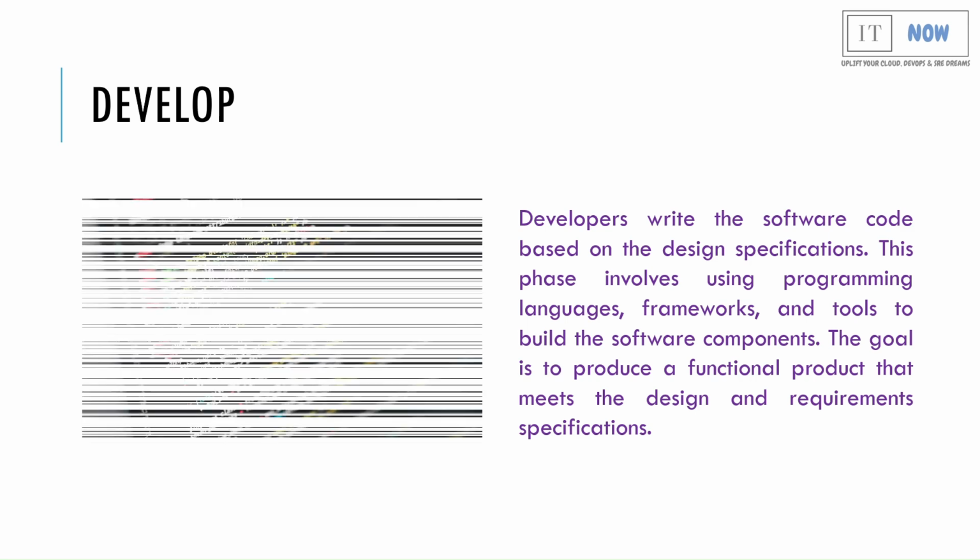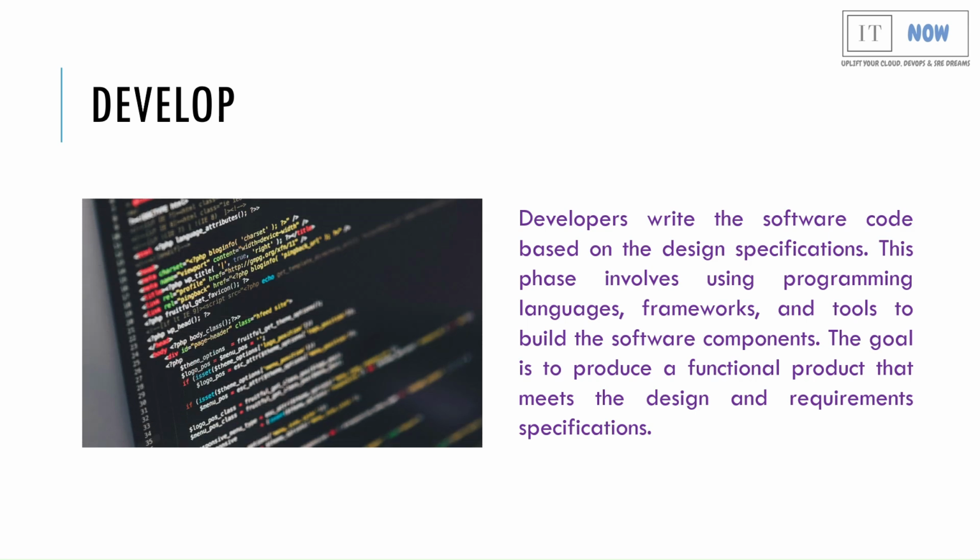Then comes the development phase, where the actual coding takes place. Developers write the software code based on the design specifications. This phase involves using programming languages, frameworks, and tools to build software components. The goal is to produce a functional product that meets the design and requirement specifications. This phase can be iterative, with developers frequently testing and refining the code as they progress.